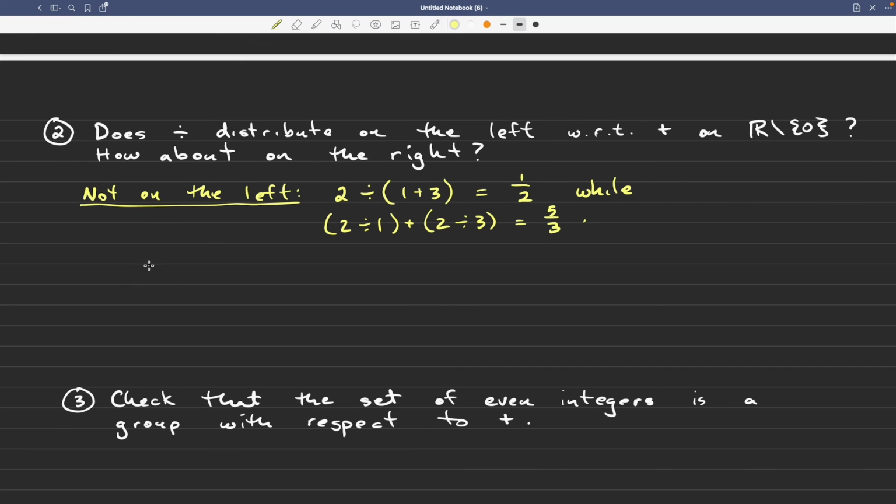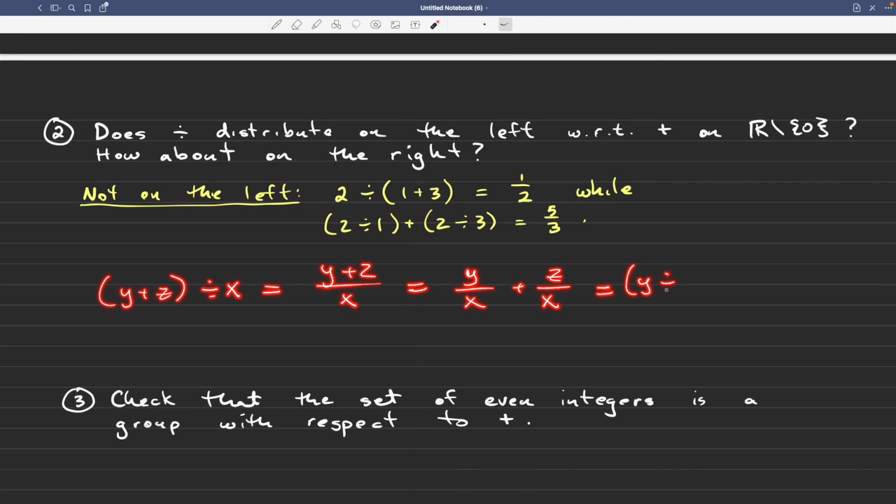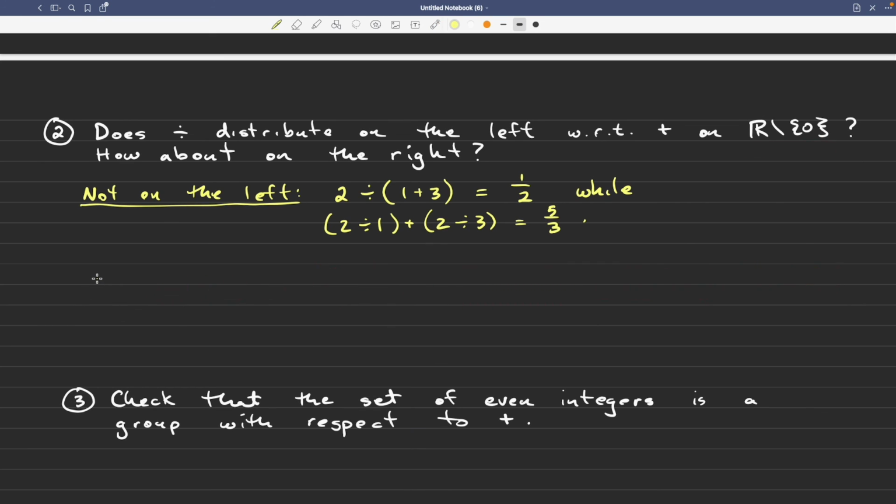How about on the right? Thinking about it in the abstract, that would be y plus z divided by x, so y plus z over x. Here I know I can do this sort of move. I think actually, as long as x is not 0, which it's not because we're assuming things are in R minus 0 here, this will work. So I think it is distributive on the left. I mean, on the right.